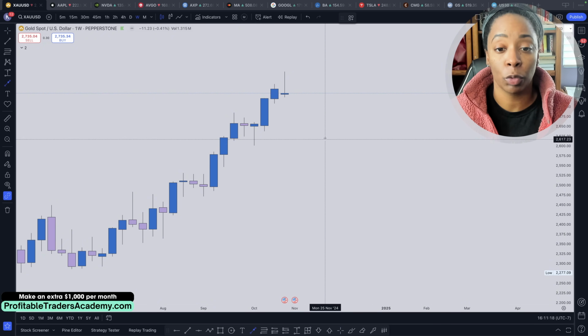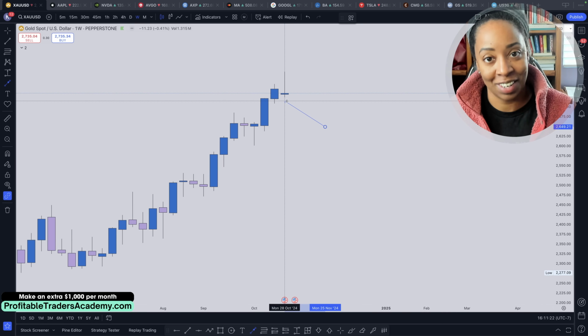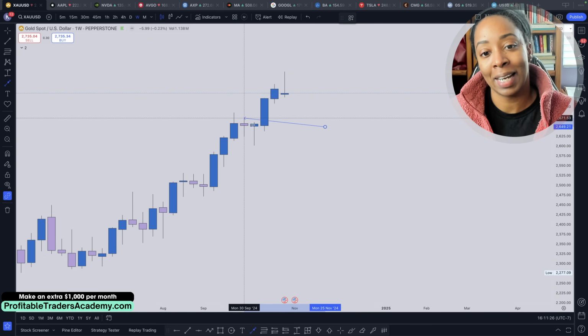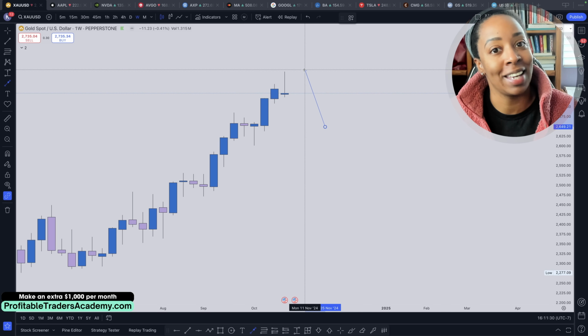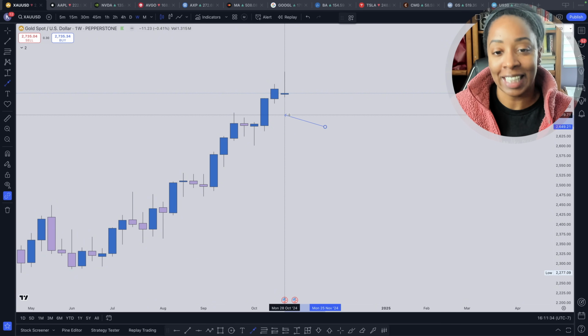On the weekly time frame, we can clearly see that the market closed a weak bullish candle, and it seems like for the past few months price has been making all-time highs, and this week is no different, especially because we made another all-time high inside of the gold market. So it'll be really interesting to see how next week plays out.